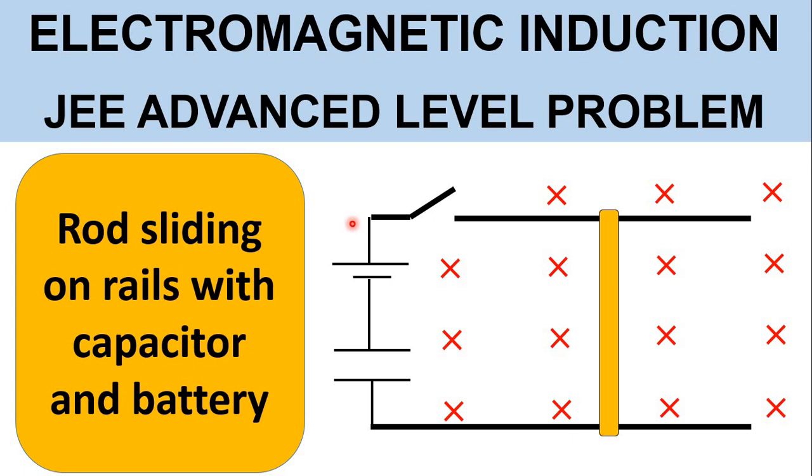Hello students, welcome. This is a question of a rod sliding on the rails under the chapter Electromagnetic Induction. In this question, the specialty is that there is an uncharged capacitor connected here, and a battery is connected. Let us see how we can find out the velocity of this rod.